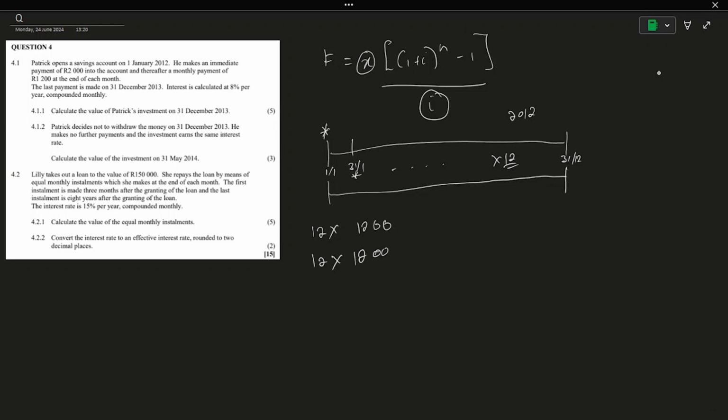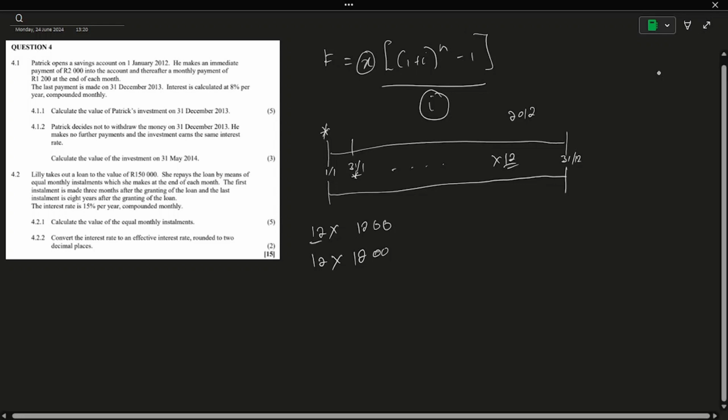Remember, our N is not the number of months that we were paying. It's the number of payments. A lot of people always confuse the N from compound interest and say, oh, it's the number of months. No, in this case, we are counting the number of payments. So we have had 12 payments in the first year, and we've also had 12 payments in the second year. In other words, our N should be 24. We got our N.